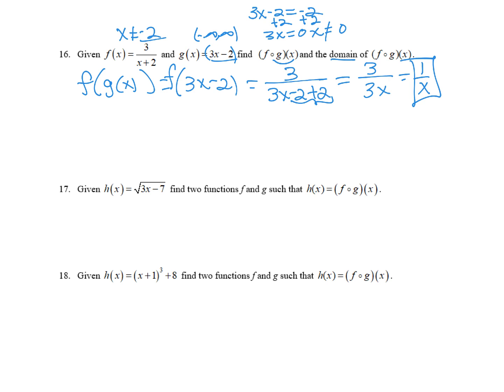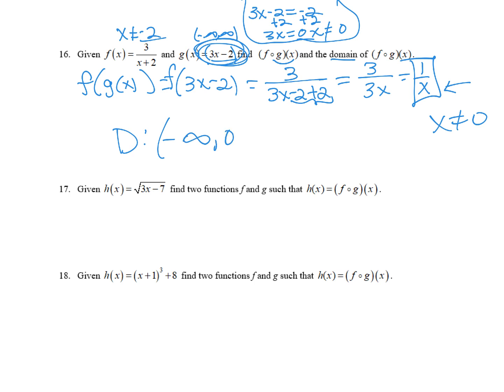Notice that the domain of my end result, my 1 over x, is x can't be 0. I also figured that out using my original functions. So you can do it either way. The one thing I will warn you about is you have to include any restrictions of the domain on the original functions. We happen to not have any on this particular example. So my domain here is going to be negative infinity to 0, union with 0 to infinity. Remember, that's how we cut off particular values.